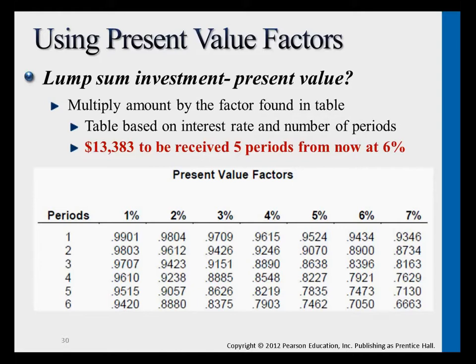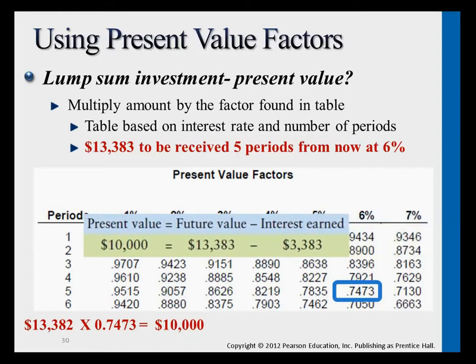My present value is what it would cost, what is the value of that amount today, right now, right? So how am I going to use this table? I'm going to go all the way to 5 periods, and I'll go all the way to 6%. So what am I going to calculate right now? I'll take that 13,383 and I'll multiply it by this number that I found in the present value factors. All right? And that's going to give me 10,000.